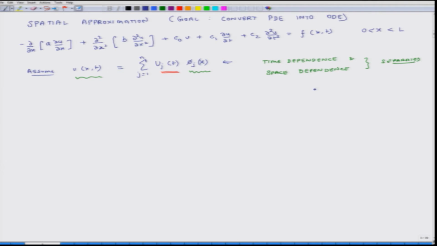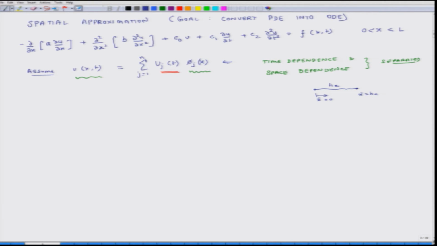So let's say I have an element and its size is he, and I am going to work in a local coordinate system. So here my x bar is equal to 0 and here x bar is equal to he.